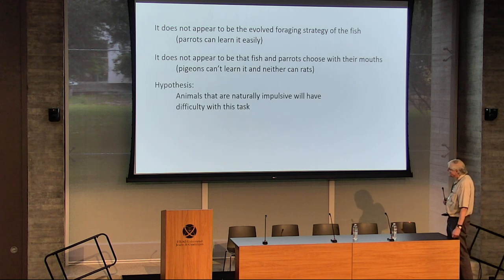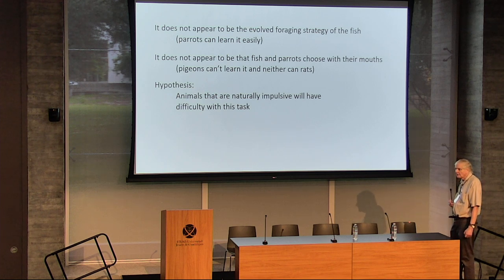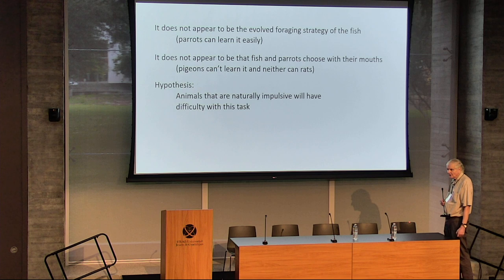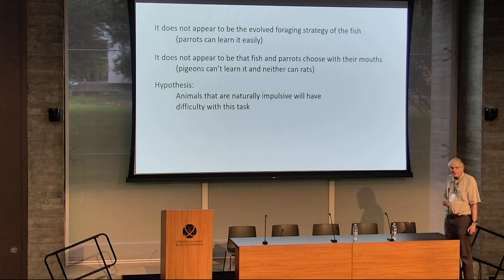The hypothesis is that animals that are naturally impulsive will have difficulty with this task. And we propose that the primates are extremely impulsive, the pigeons are extremely impulsive, rats are a little less impulsive, but they still show similar difficulty with this task. And it's still quite surprising, especially in the first experiment, where the delay of reinforcement for the second reinforcer is extremely small. It is maximum, it's about 1 second at the most.